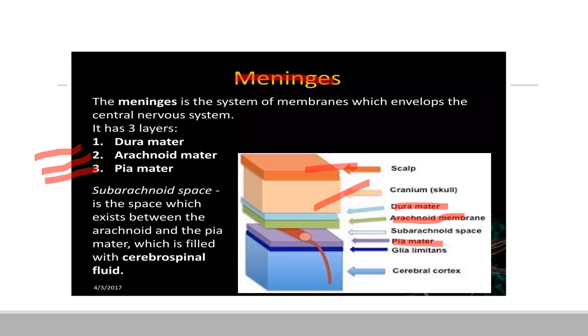In between the arachnoid membrane and the pia mater, there is the subarachnoid space. This space. Okay, subarachnoid space, and in this space, CSF is found.